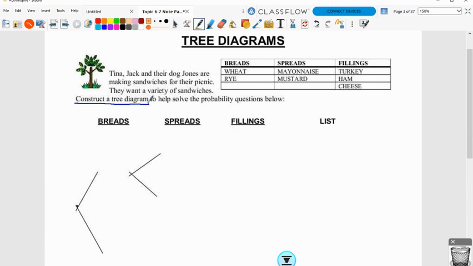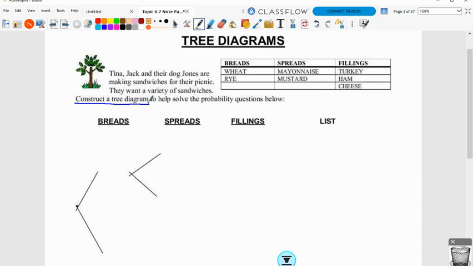For the breads, they have a choice of wheat bread or rye bread. For spreads, they can either have mayonnaise or mustard. And for fillings, they can either have turkey, ham, or cheese. We're going to say that a sandwich consists of one type of bread, one type of spread, and one filling. And so what we want to do is make a list of all the possible sandwiches that they would be able to make with those ingredients.